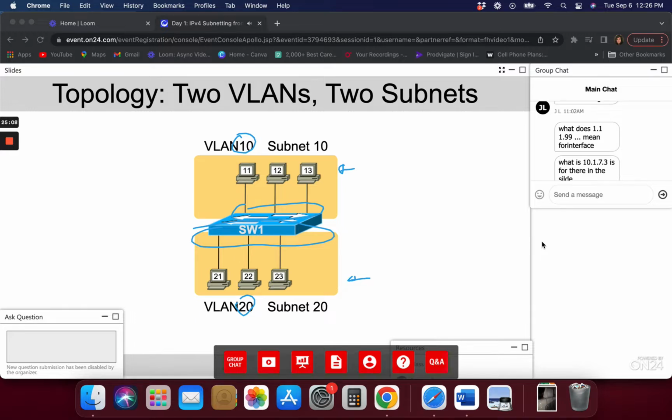So continuing our discussion on the VLAN side of things, let's see, hang on. Yep.